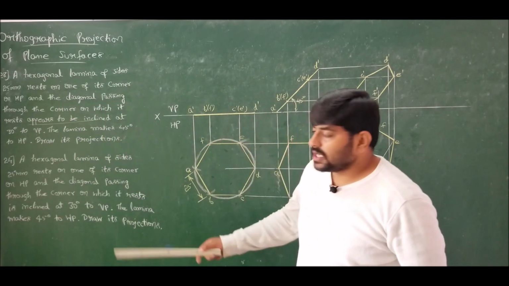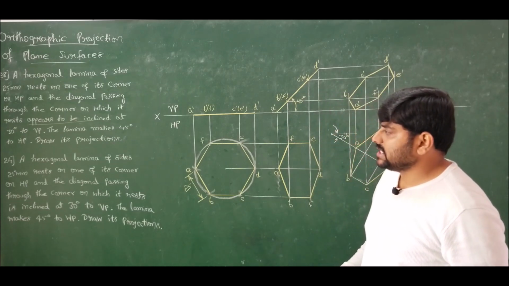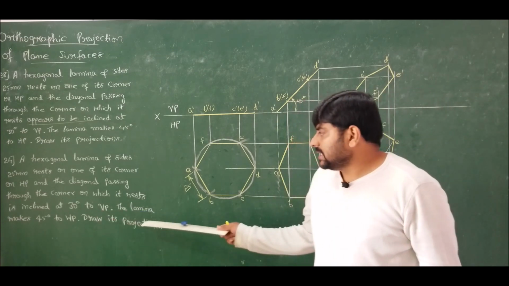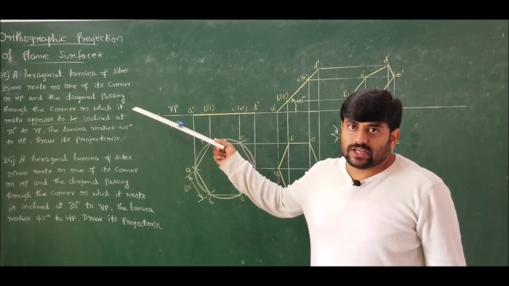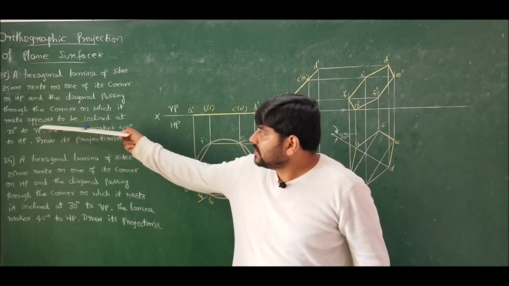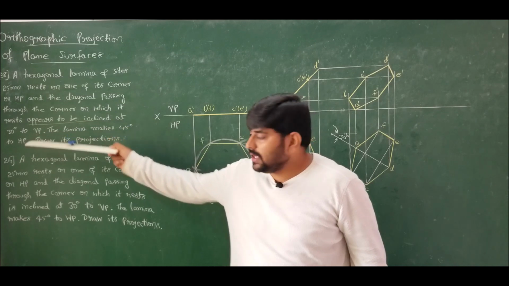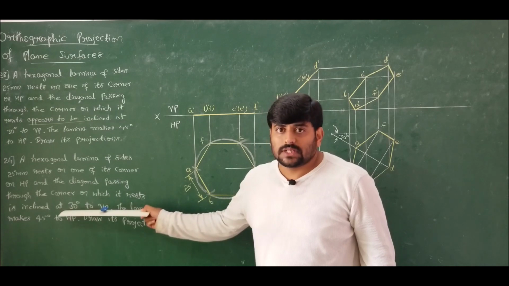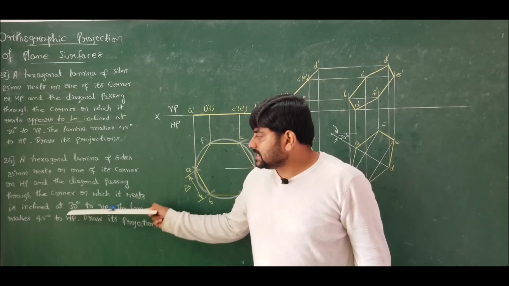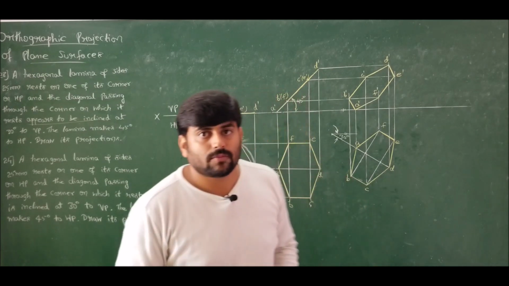Now if I observe problem number 24, it states that a hexagonal lamina of size 25 mm rests on one of its corners on HP, and the diagonal passing through the corner on which it rests is inclined at 30 degrees to VP. The lamina makes 45 degrees to HP. Draw its projection. Problem number 24 is similar to problem number 23. The only difference is that the diagonal passing through the resting corner is inclined at 30 degrees to VP, and here we don't have the phrase appears to be inclined, which means that 30 degrees is a true inclination in problem number 24. So therefore I should go for beta angle for problem number 24.